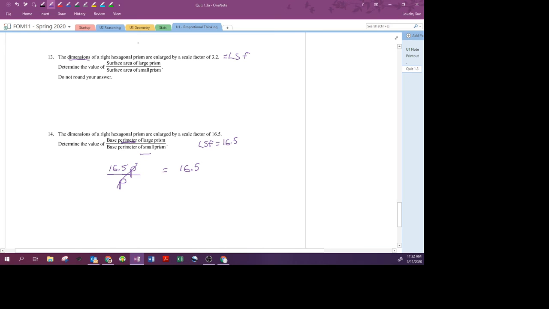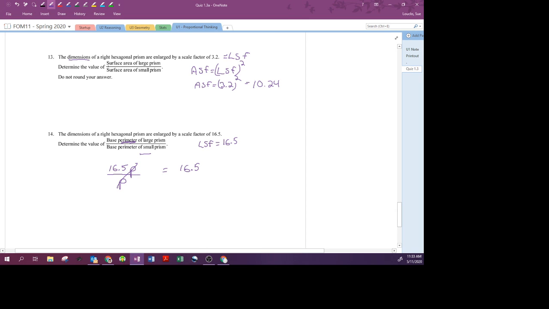And the shape of it doesn't really matter because we're talking about surface area, which is just an area, and we know that the area scale factor is always the linear scale factor squared. So the area scale factor is 3.2 squared, which equals 10.24.